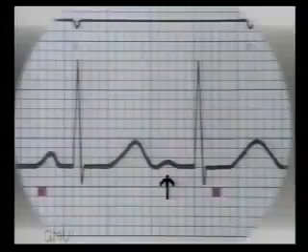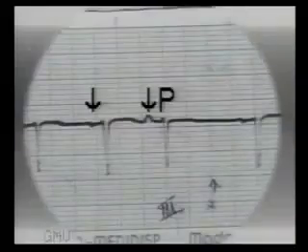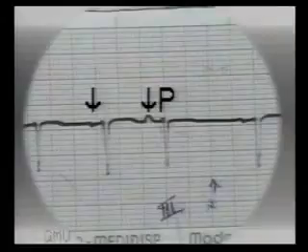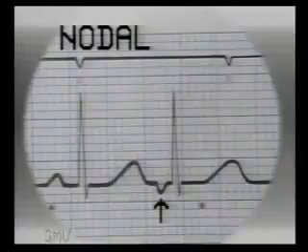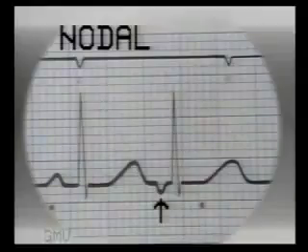Note the upright P wave slightly altered in an atrial premature beat. The PR interval is normal. In this ECG, the premature beat shows an altered P wave different from the regular sinus P waves. So this is an atrial premature beat. This premature beat has an inverted P wave with a very short PR interval. This is a nodal premature beat.